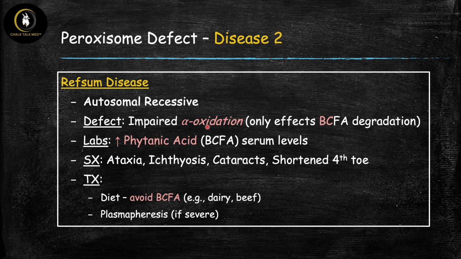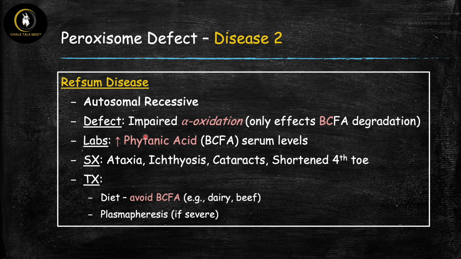So if you remember a couple of slides back, when we were talking about the different types of oxidation for the fatty acids, alpha oxidation is only for the branch chain fatty acids. Therefore, the problem here is going to be impaired ability to degrade branch chain fatty acids. That's going to be the main issue here. The rest of the function of the peroxisome is generally fine in this disease.